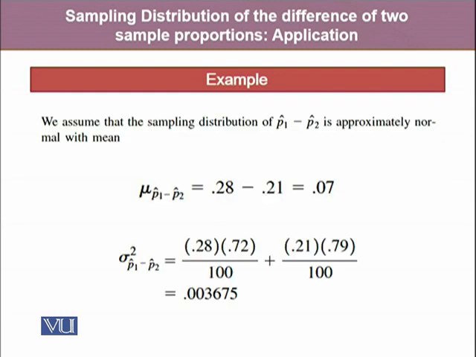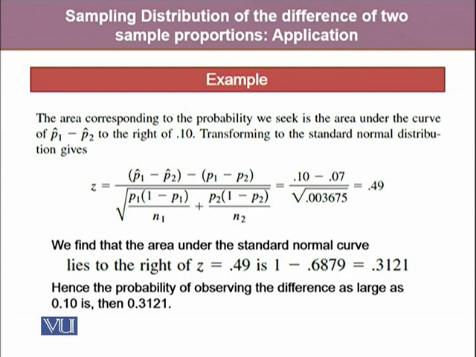So we assume that the sampling distribution of p1 cap minus p2 cap is approximately normal, with mean equal to 0.07 and variance equal to 0.003675. The area corresponding to the probability we seek is the area under the curve of p1 cap minus p2 cap to the right of 0.10, and transforming it to the standard normal distribution, Z turned out to be 0.49.